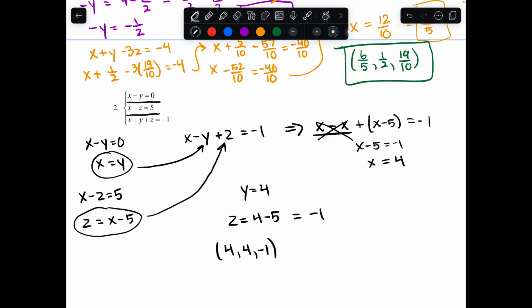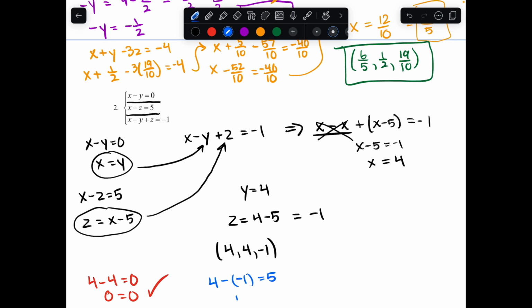Now it's best to check these. So we can plug it into the first equation. We have 4 minus 4 is equal to 0. And so we get 0 is equal to 0. That is a true statement. Now we can try our second equation, x minus z equals 5. So we have 4 minus -1 is equal to 5.